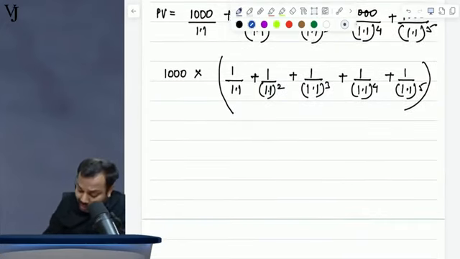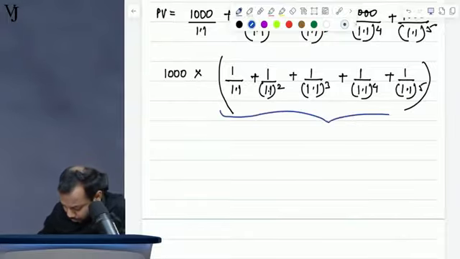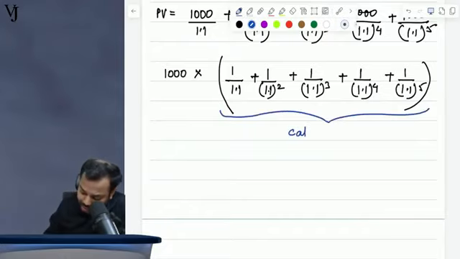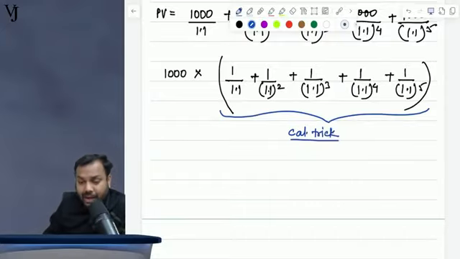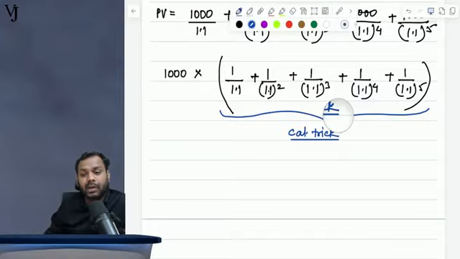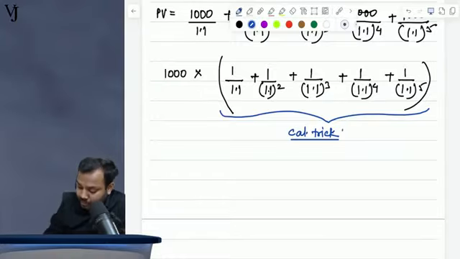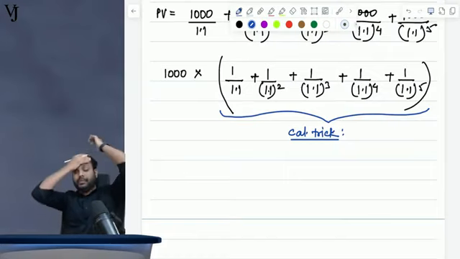Now, what is the calculator trick to solve this one? Do you want to know the calculator trick? Come on guys, please tell me. Who wants to know the calculator trick to solve this one?